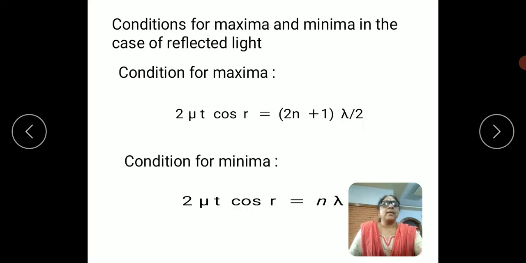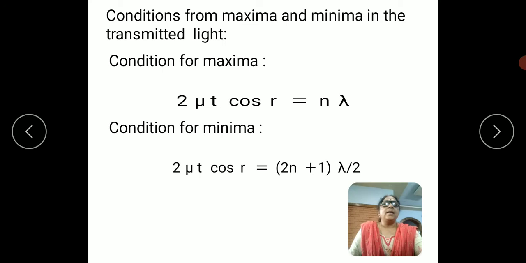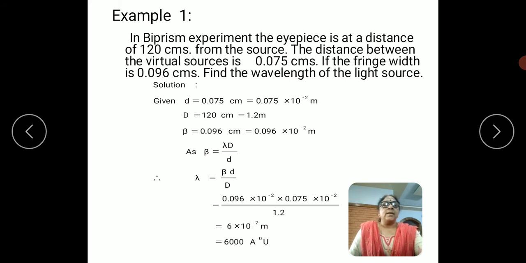Then the condition for maxima and minima in case of reflected light of thin films. Condition for maxima is 2 mu t cos r is equal to 2n plus 1 lambda by 2. And condition for minima is 2 mu t cos r equal to n lambda. And in case of transmitted light, the formula is just opposite to what we have studied in reflected light. So the condition for maxima in case of transmitted light is 2 mu t cos r equal to n lambda, and condition for minima is 2 mu t cos r equal to 2n plus 1 lambda by 2. Let us see the examples.